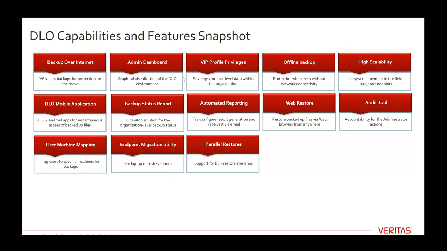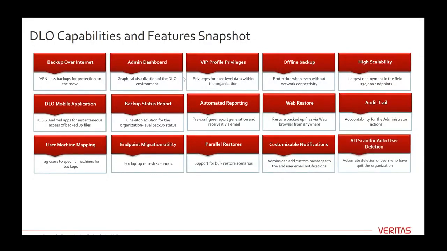So customizable notifications: admin can add messages to the end user email notifications. So the end user also will get the notification for their backups. So AD scan for auto user deletion. Automate deletion of users who have quit the organization. So if you are deleting a user on AD, that particular user left the organization, this will keep track of that automatically. It will delete the user data also, if you want. So you can configure that policy. If any particular user is deleted from AD, the data should get deleted on the data storage also, or it will be put in archive mode on a different storage. So you can create the policy.